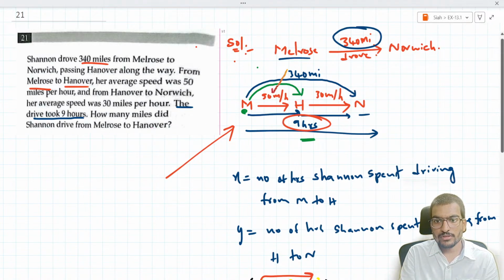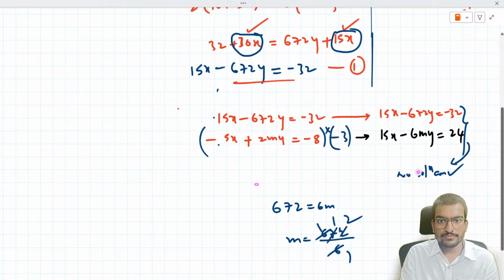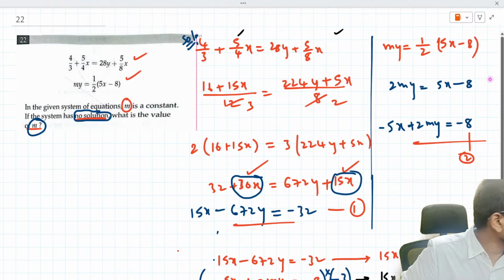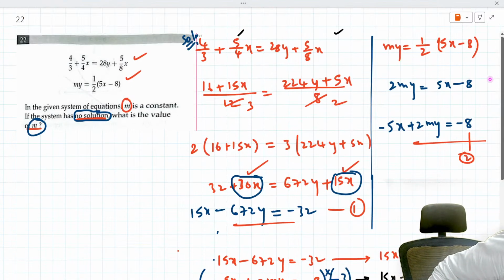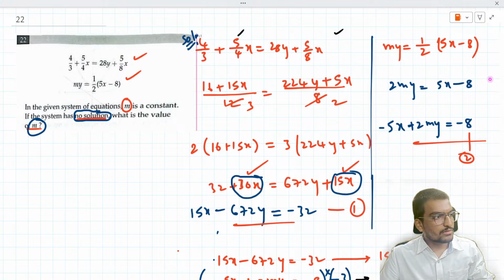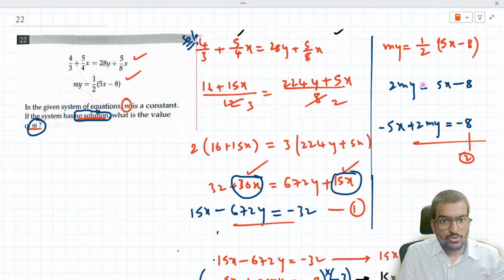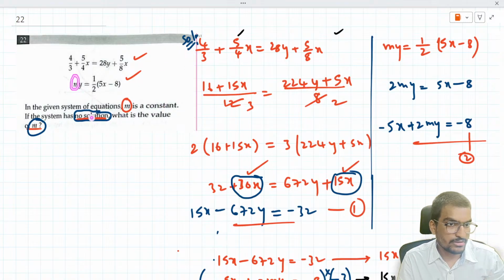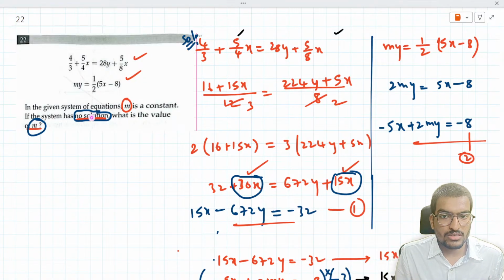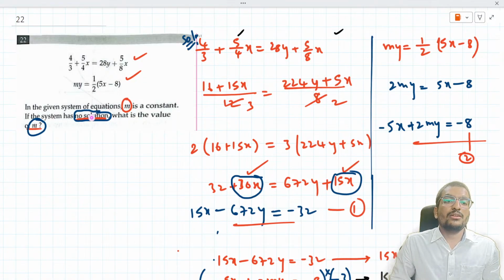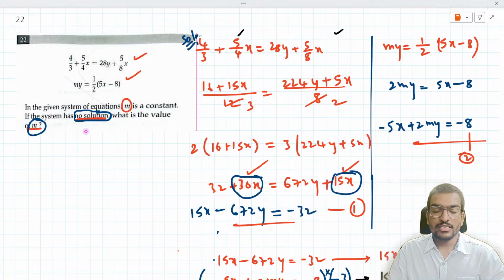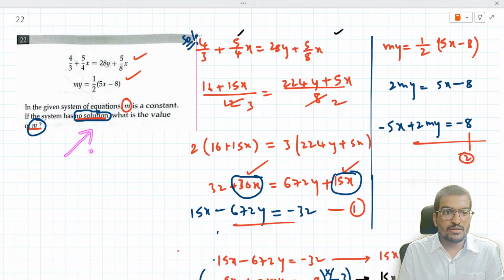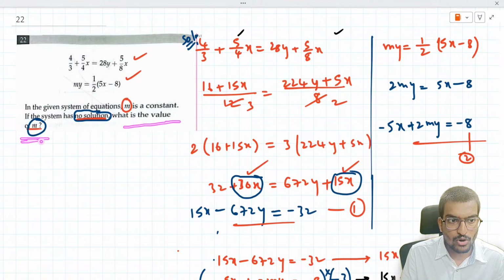So let's go to another question, 22. Here they gave two equations, and m is a constant involved in the system of equations, which means we can't apply the Desmos approach. They said if the system has no solution, what is the value of m?